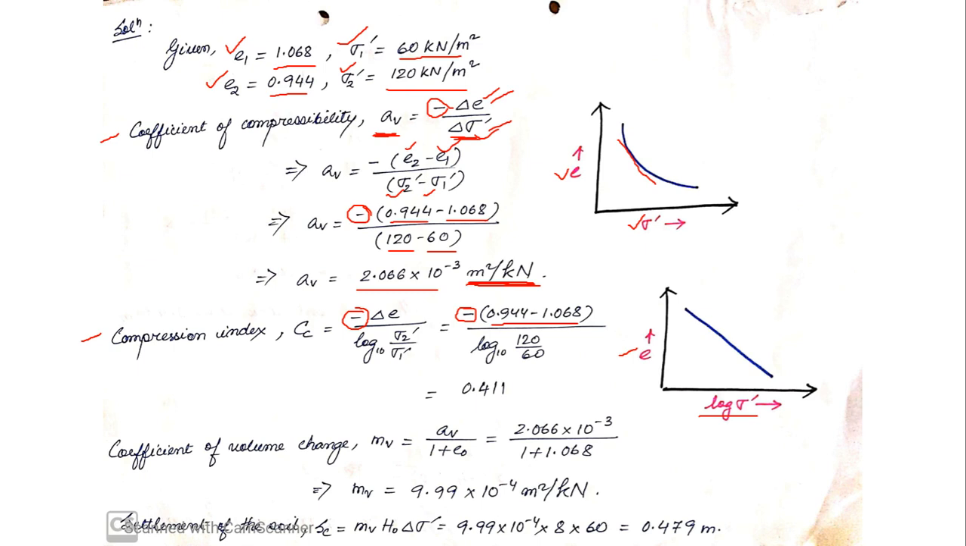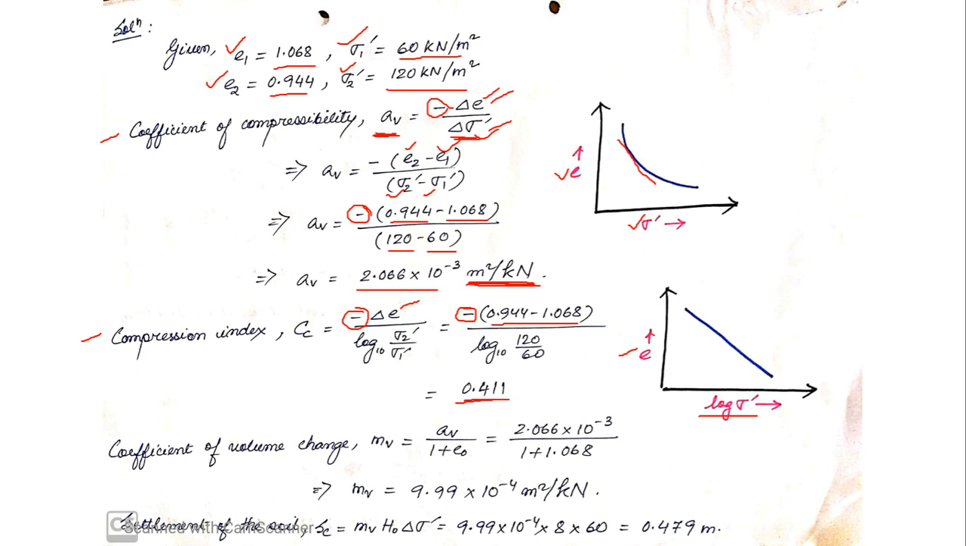Now the compression index is a unitless term. The answer is 0.411, and there is no unit because void ratio has no unit. In the denominator we have sigma 2 dash by sigma 1 dash. The unit of sigma 2 dash is kilonewton per meter square, and the unit of sigma 1 dash is also kilonewton per meter square. So both of them cancel out each other, and as a result there is no unit in the compression index.